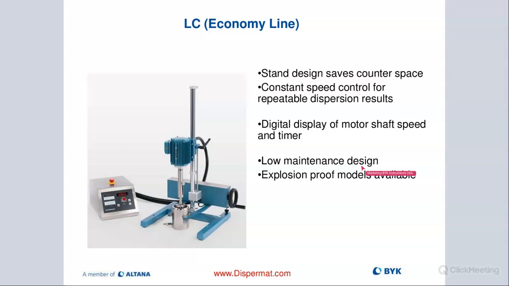So just giving you a quick overview, I don't want to spend a lot of time on that. We have a whole different range of dispersers. So for laboratory scale, very small volumes, something very simple, easy to use, we have our LC line, no real bells and whistles. It does have the safety features, but basically you are looking at a control panel that just shows you the speed and a timer function. That's all there is to it.